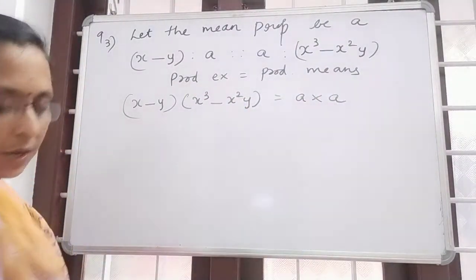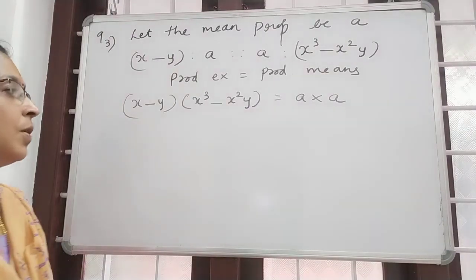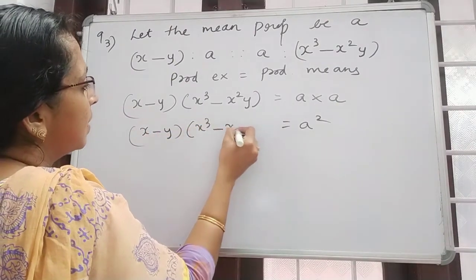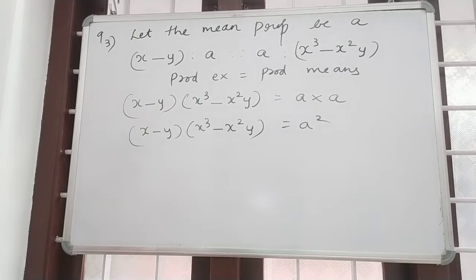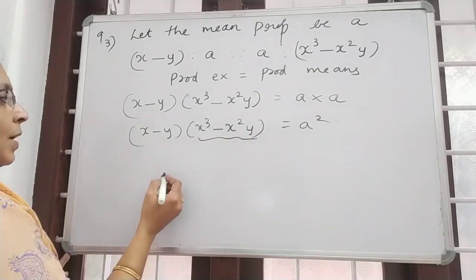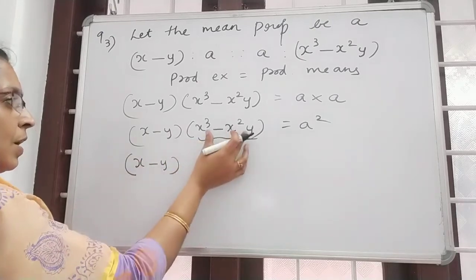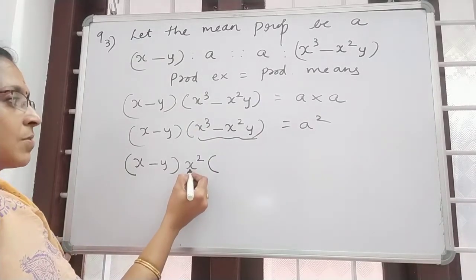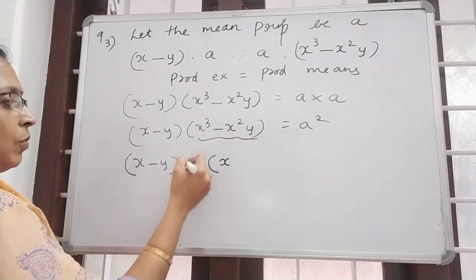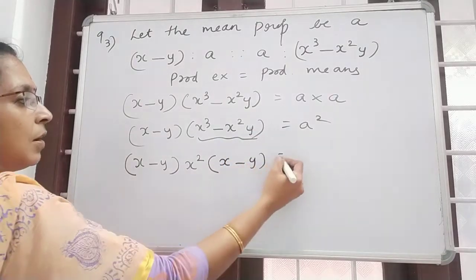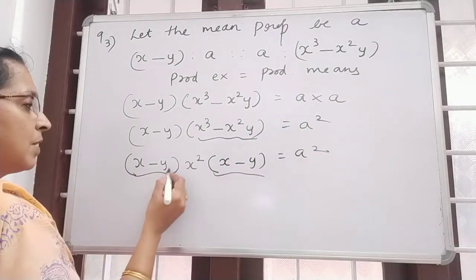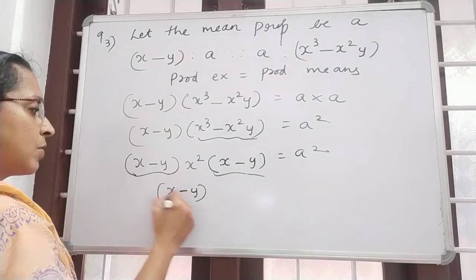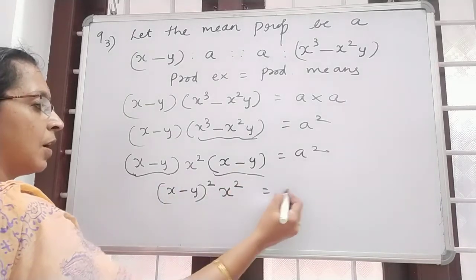That means A into A. Next step we can write it as A square. So here A square is equal to x minus y into x cube minus x square y. From this we can take x square common. So x minus y into x square, and from x cube, taking x square, the remaining is x; already we took one x square, so the remaining is only y. This is A square. x minus y into x minus y is x minus y whole square. So x minus y the whole square into x square is equal to A square.